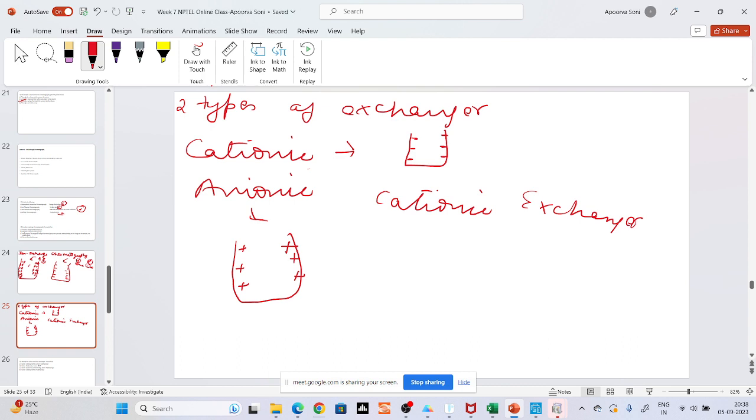So how to remember? Simple technique to remember: cationic exchanger attracts cations, and an anionic exchanger attracts anions. So to attract cations, it itself has to be negatively charged. To attract anions, it itself has to be positively charged. Is it clear to everybody?